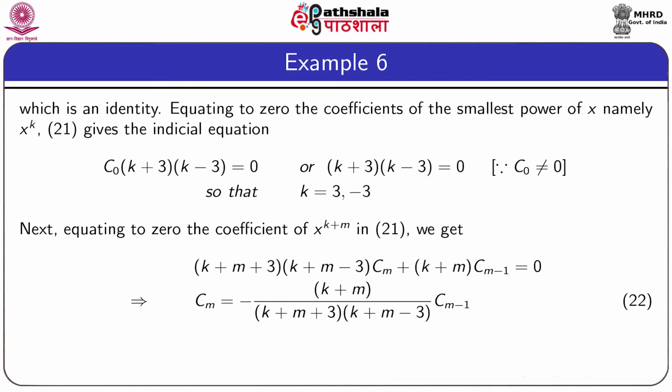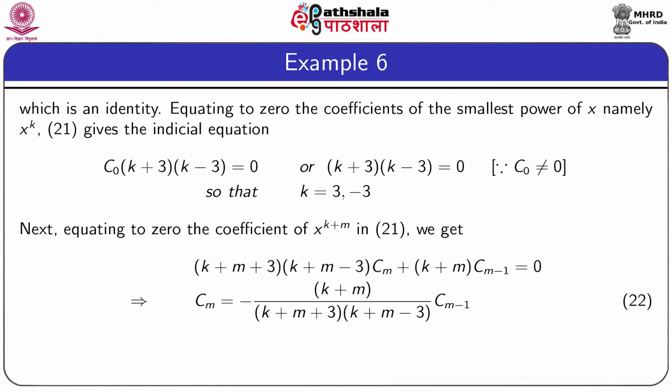We equate to 0 the coefficient of the smallest power of x, in this case x to the power k, to get our indicial equation given by c0 into (k plus 3)(k minus 3) equal to 0, which gives k equal to 3 and minus 3, as c0 not equal to 0.